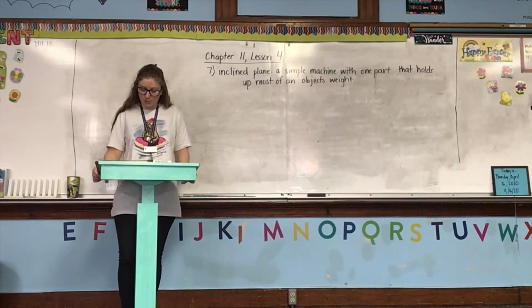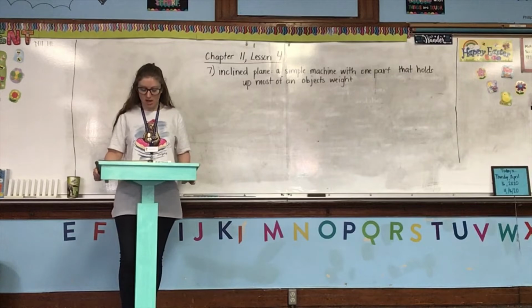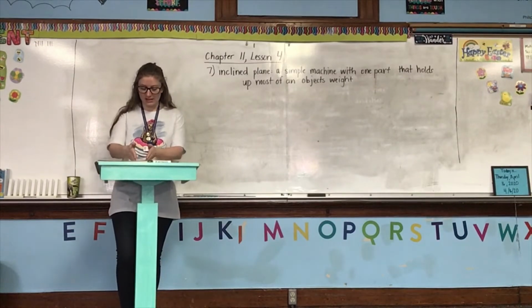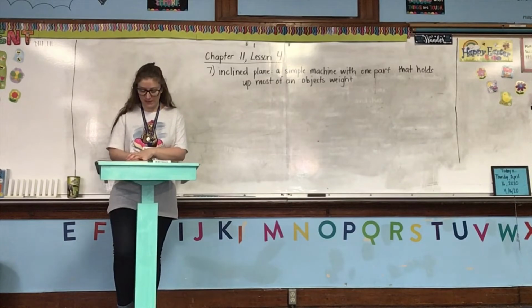What do you get if you put two inclined planes back to back? You get a simple machine called a wedge. A wedge changes a downward or forward force into a sideways force. So, let's look at the picture at the bottom. We're looking at this diagram on page 519, and let's look at the bottom at the picture of the peach.